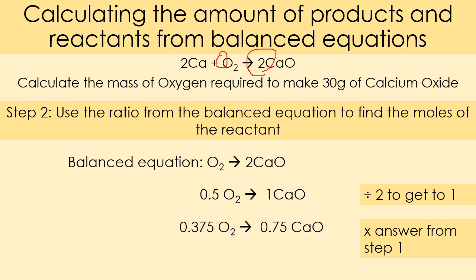Do use a calculator for doing this. It is really helpful. You don't want to make a silly mistake at this point. I always use calculators when I'm doing these calculations just because it is so much easier, and I know that I'm less likely to make a silly mistake with my maths than if I try and do it in my head. So we've now got our number of moles of oxygen, which is 0.375. So we're going to use that in our step 3.